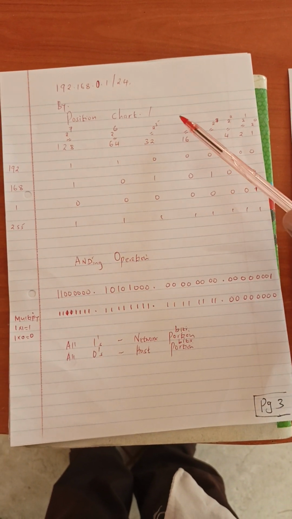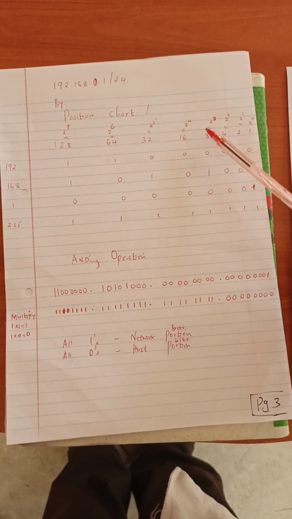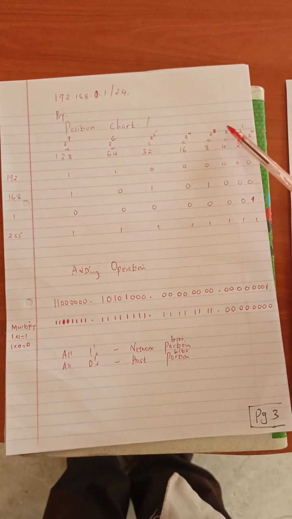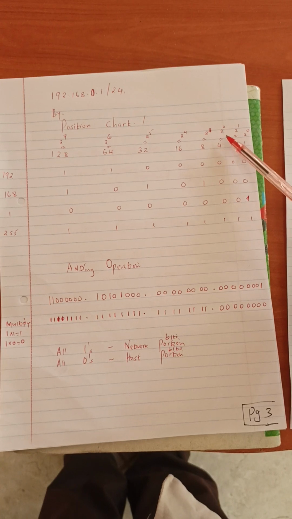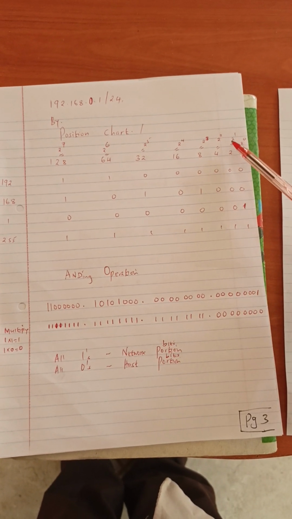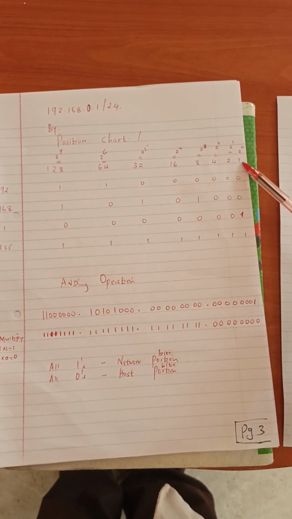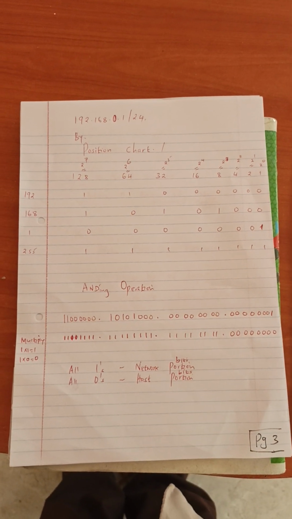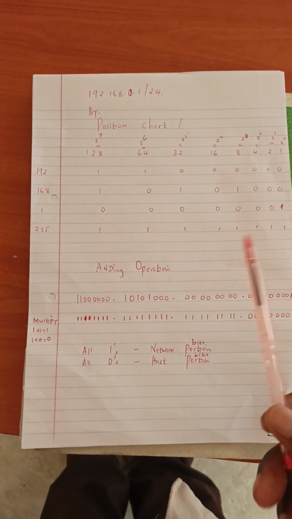2 raised to power 5 is 32, 2 raised to power 4 is 16, 8 is 2 raised to power 3, 4 is 2 raised to power 2, 2 is 2 raised to power 1, and 1 is 2 raised to power 0. Any number raised to the power 0 is 1.